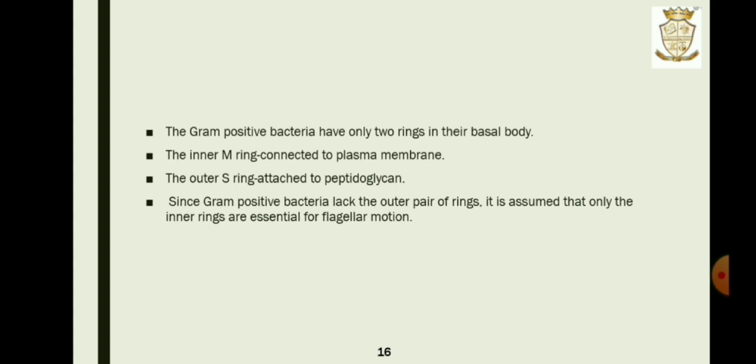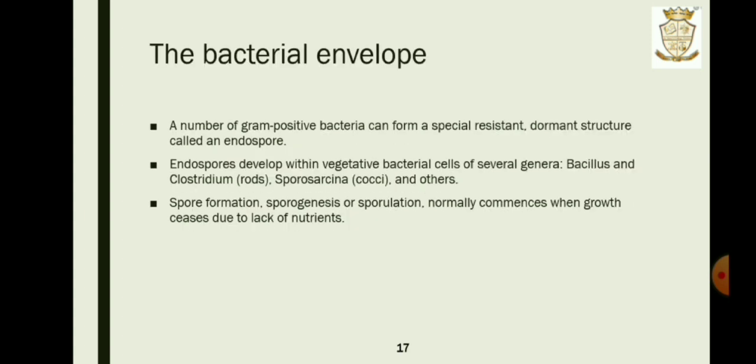Gram-positive bacteria have only 2 rings in their basal body. The inner M ring is connected to the plasma membrane, and the outer S ring is attached to the peptidoglycan. Since gram-positive bacteria lack the outer pair of rings, it is assumed that only the inner rings are essential for flagellar motion. Bacterial envelope. A number of gram-positive bacteria can form a special resistant dormant structure called an endospore.